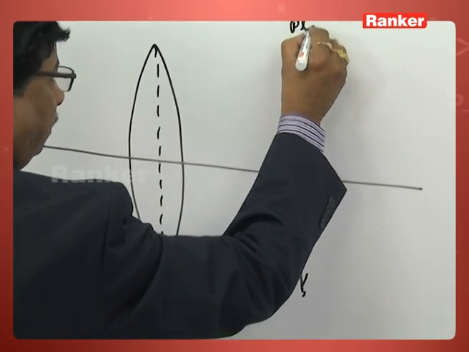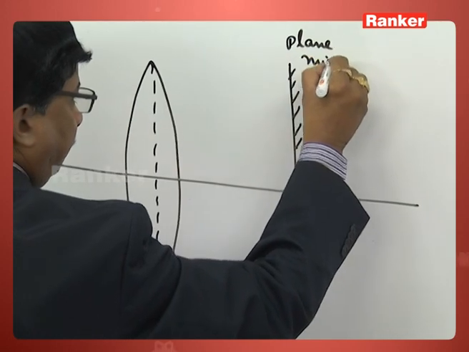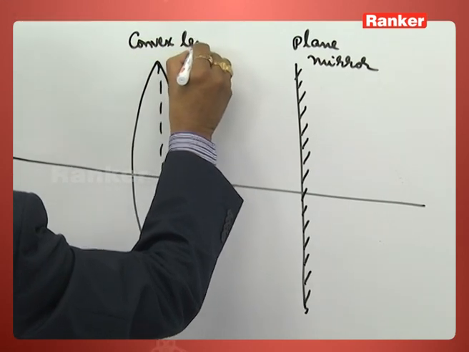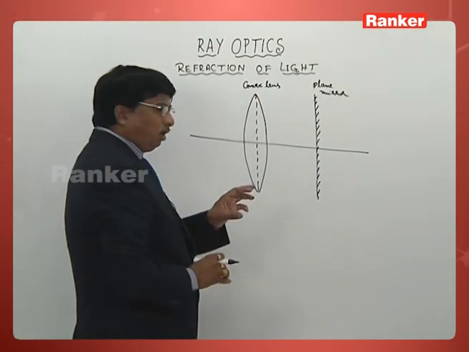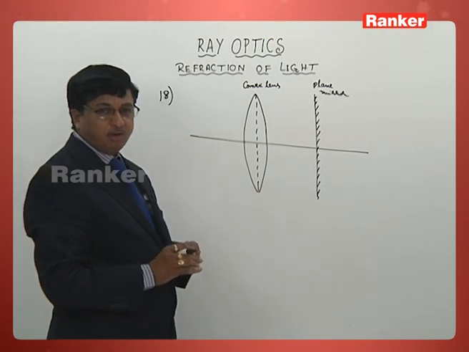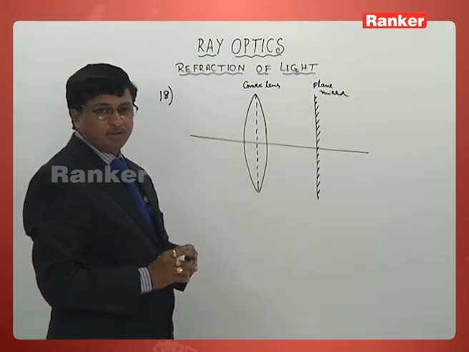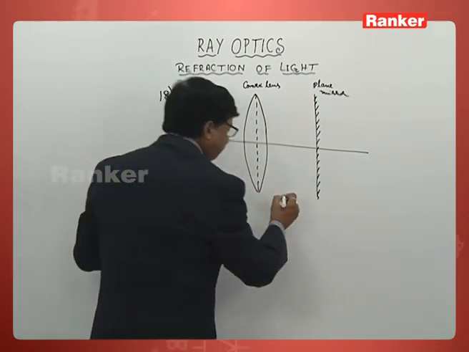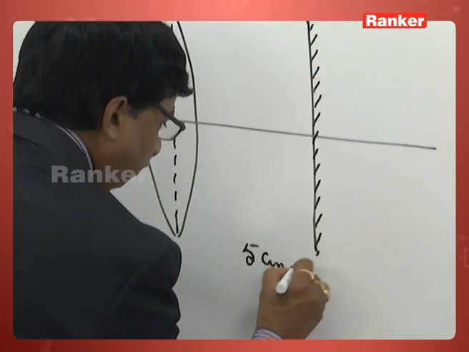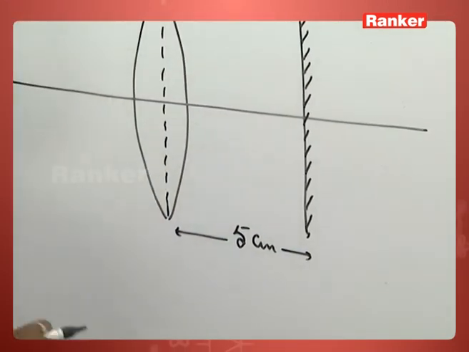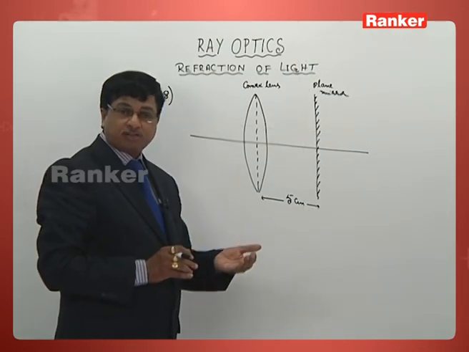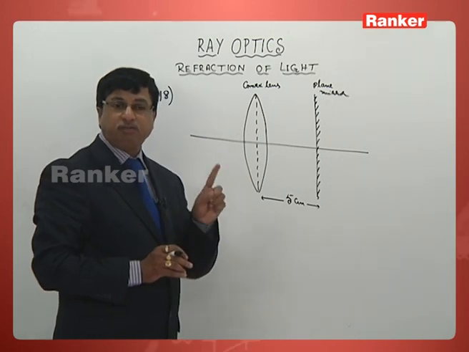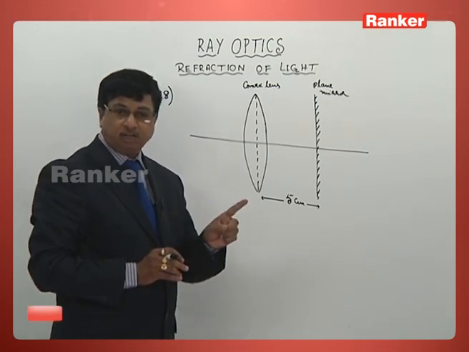So this one is the plane mirror and this one is the convex lens. What are the specifications he has given? You identify first. Distance between convex lens and a plane mirror is 5 centimeter. It is now given 5 centimeter like this. After reflection from the plane mirror, the final image is formed at the optic center of the lens.